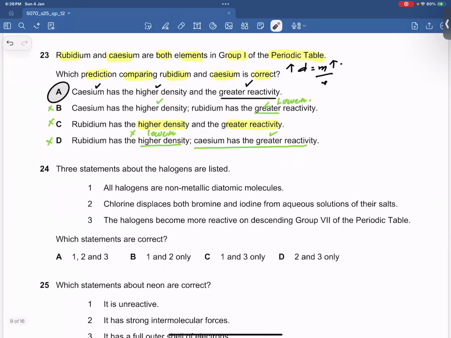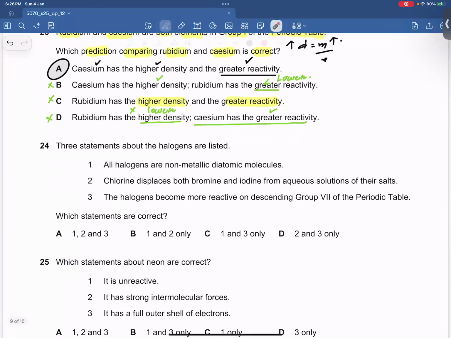Question 24. Three statements about halogens are listed. All halogens are non-metallic diatomic molecules. That's true.